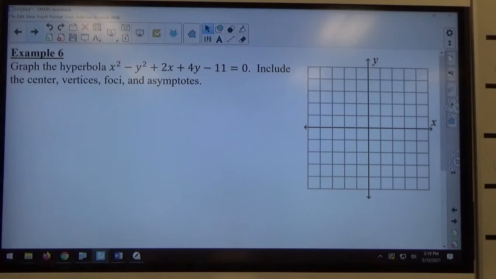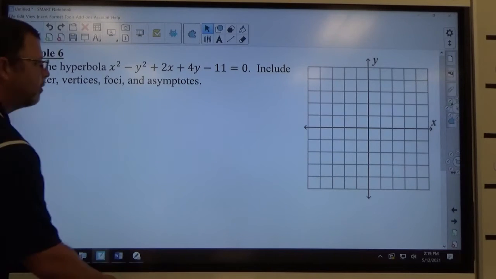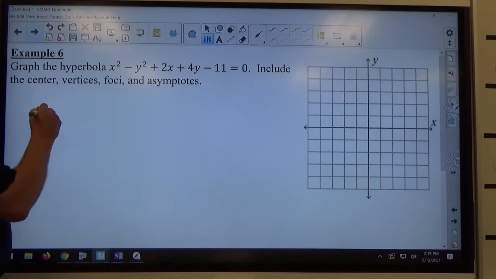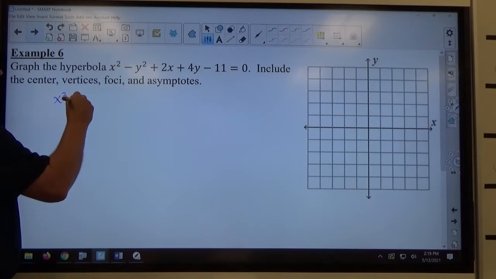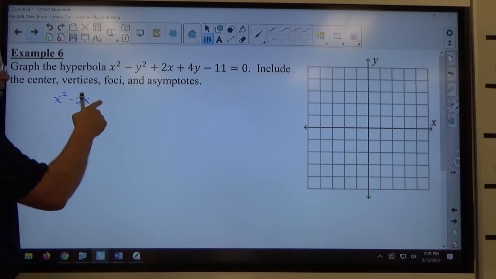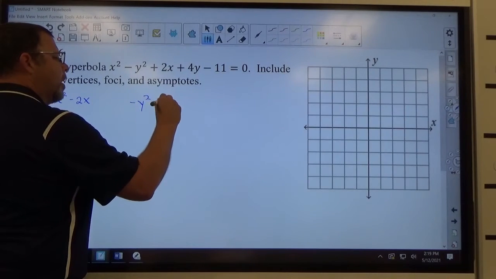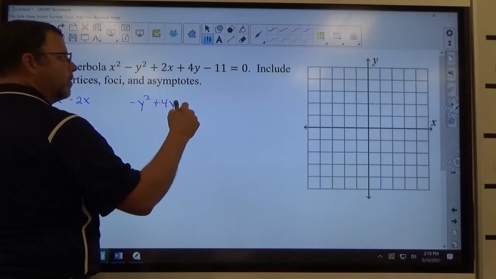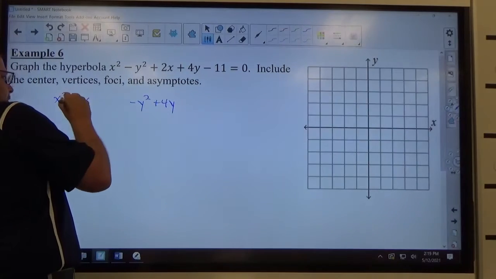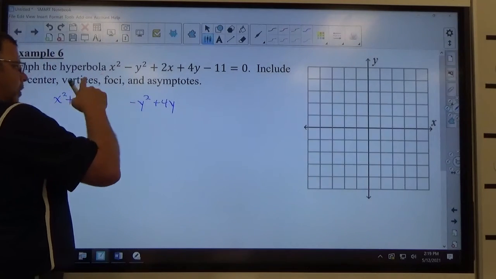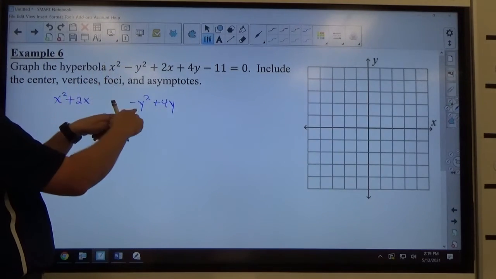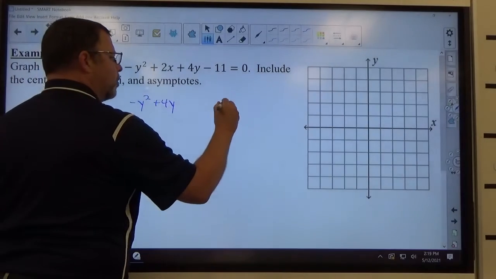Okay, for example 4, graph the hyperbola x squared minus y squared plus 2x plus 4y minus 11 equals 0. So, once again, first task is to group things. I've got my x squared plus 2x, everything about x, leave a little space. Got my minus y squared plus 4y, everything about y, leave some space. It's plus 11... oh, equals 11. So x squared plus 2x, negative y squared plus 4y equals 11.